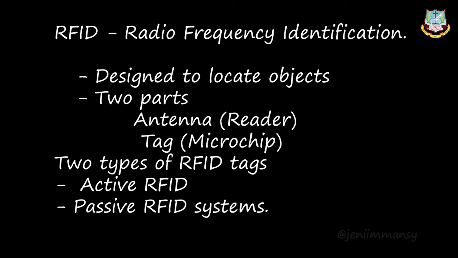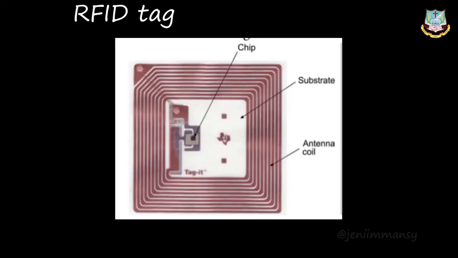The main components of this RFID system are the RFID tag. This is a silicon microchip which is attached to a small antenna and mounted on the substrate, right? This RFID tag will be placed in the object, right?